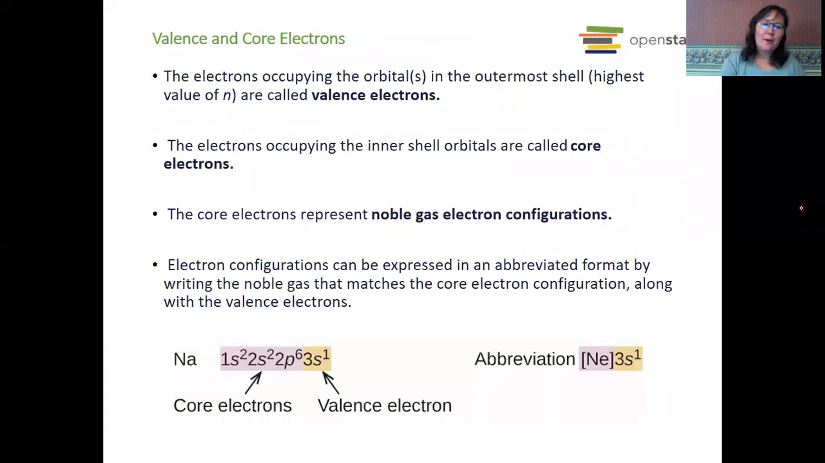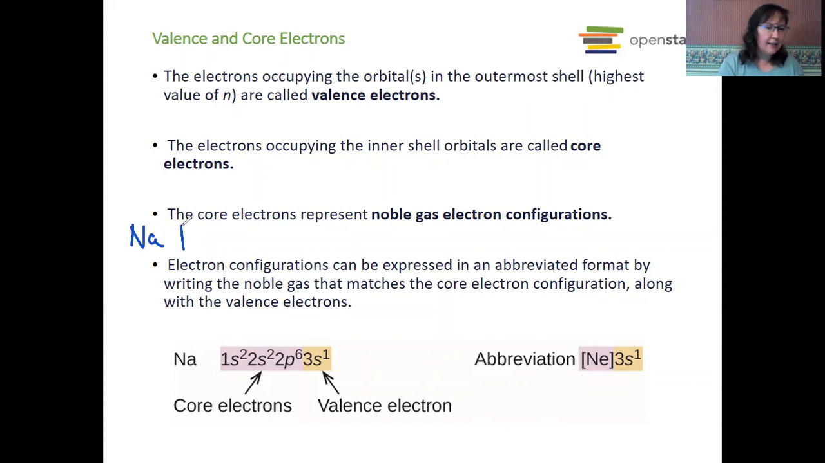All right, now let's talk about valence versus core electrons. Valence electrons exist in the outermost shells, and core electrons go all the way up until the most recent noble gas. Let's take a look at that. Right now, we're looking at sodium.